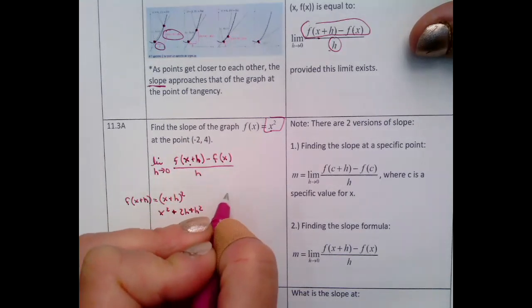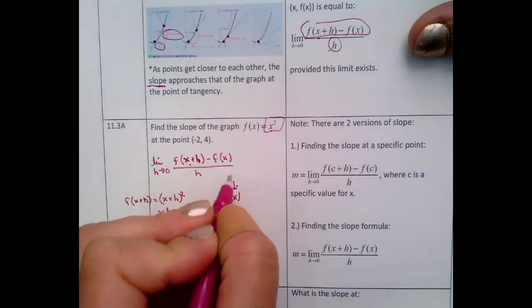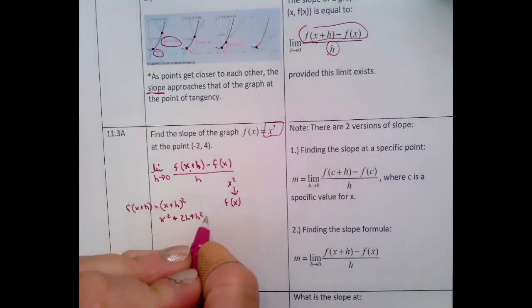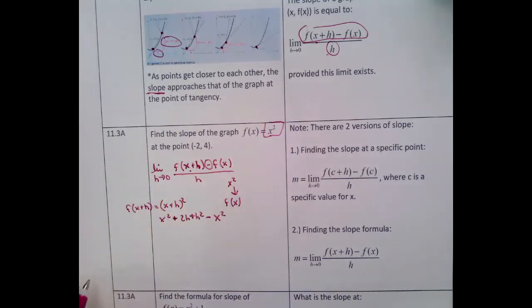Then we need to do this portion. So we're going to do f of x. Well, that's just the original function, so that's just our x squared in this case. Now we're going to do minus, because of this minus sign, x squared.